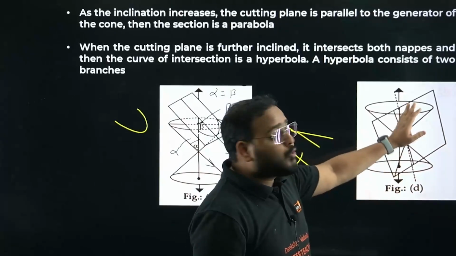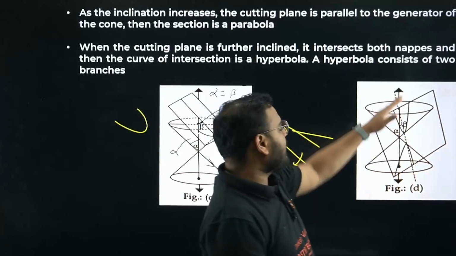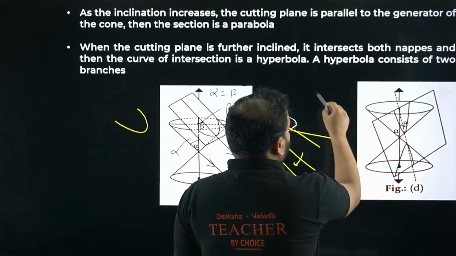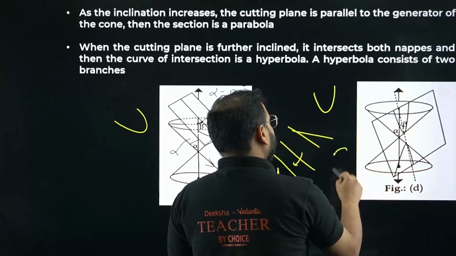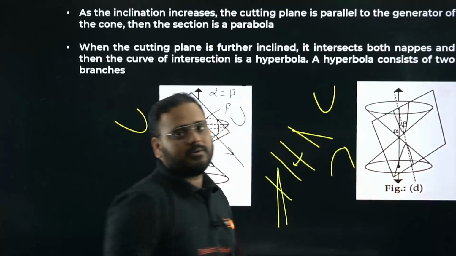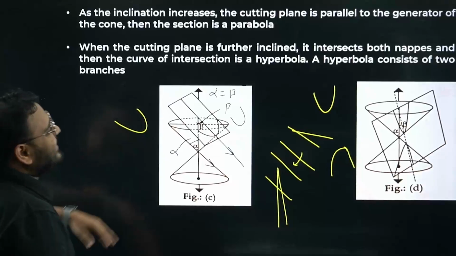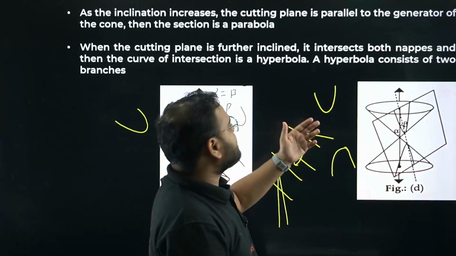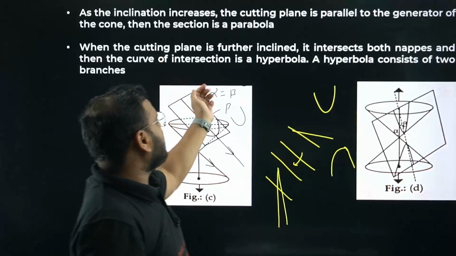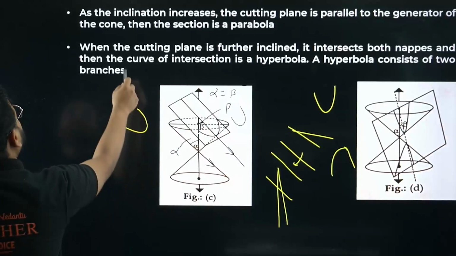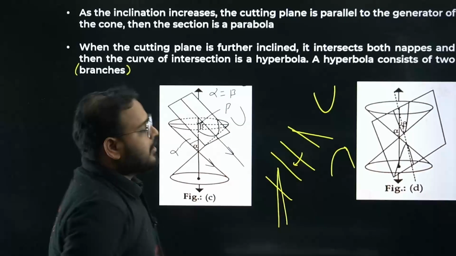What are you going to get? You'll get two intersections, one in the upper nappe and the other in the lower nappe. Check here, it'll be a figure like this. That's called a hyperbola. Please check: when the cutting plane is further inclined, it intersects both nappes, and the curve of intersection is a hyperbola. A hyperbola consists of two branches, one in the upper nappe and one in the lower nappe.